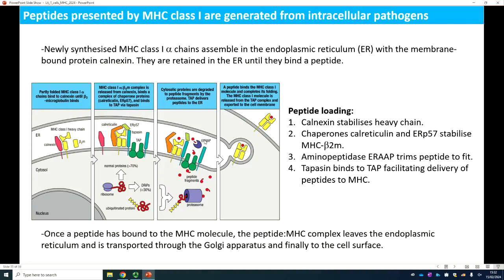They can be further trimmed so that they can fit within that peptide groove on MHC class 1 by ERAAP. And what happens then is that we have a molecule called tapasin, and this is binding not only TAP, but it's also facilitating the delivery of peptide that's been processed here so that it can actually fit into the peptide binding groove. And then once we've got MHC class 1 associated with our antigen or our peptide, it can then move through the Golgi apparatus until it's eventually released onto the cell surface.